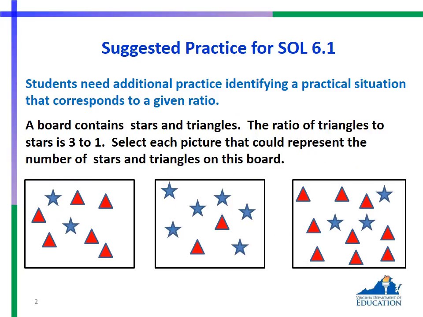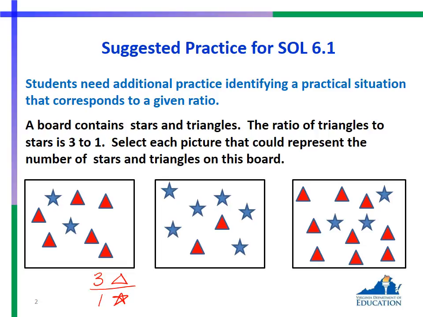So I have here the board contains stars and triangles. The ratio of triangles to stars is 3:1. So for every 3 triangles, I have 1 star. Select each picture that could represent the number of stars and triangles on the board.